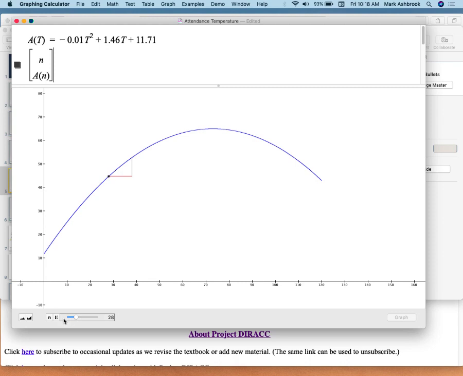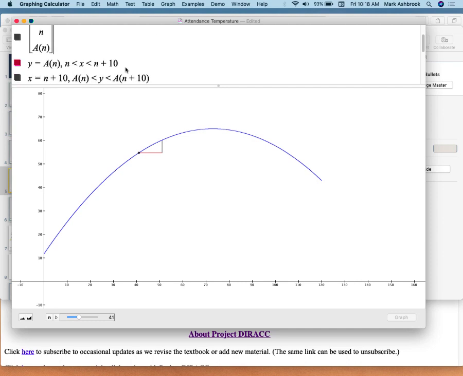So for instance, this vertical change right here represents a change in expected attendance. That's this statement right here. It's all the points where x is n plus 10, and then the y values from the original function value to the function value at n plus 10. So they can't get away. There's no way they can build this without knowing and using function notation.